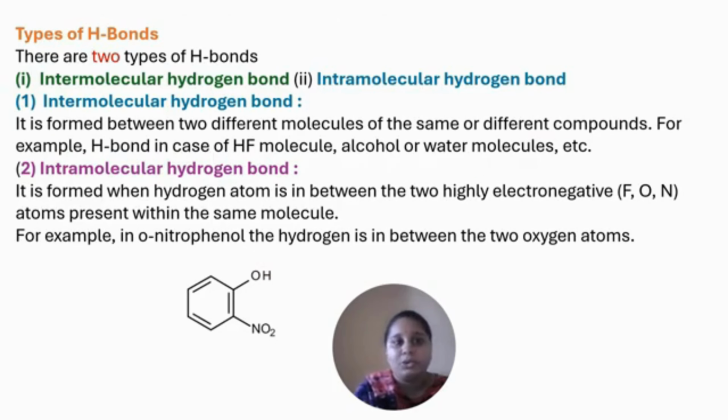So types of hydrogen bonds. There are two types of hydrogen bonds. The first one is intermolecular hydrogen bond and the second is intramolecular hydrogen bond. Intermolecular hydrogen bond is formed between two different molecules of the same or different compounds. For example, hydrogen bond in case of HF molecule, alcohol or water molecules. Intramolecular hydrogen bond is formed when a hydrogen atom is between two highly electronegative atoms present within the same molecule. For example, in orthonitrophenol, the hydrogen is present between two oxygen atoms.